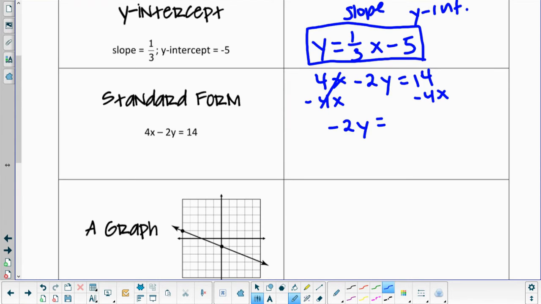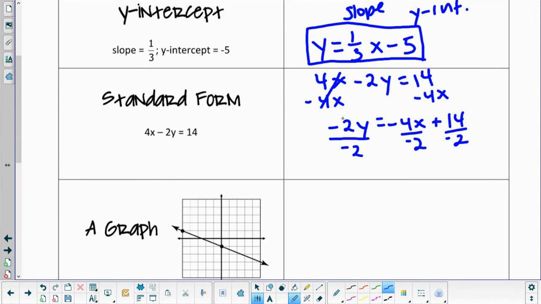Now you could choose to write it as 14 minus 4x. I like to put the x value first because that's how we have it in slope-intercept form. So we have -4x and then 14 is positive, so I'm going to add 14 to it. Okay, I just like to keep it in the correct order. All right, my last step is to get the -2 away from the y, the inverse would be to divide. But I have to divide everything by -2.